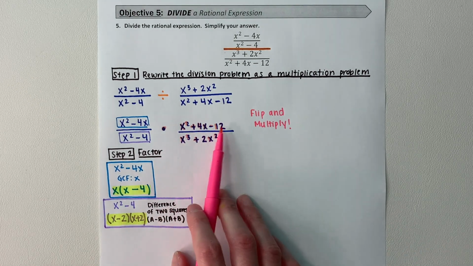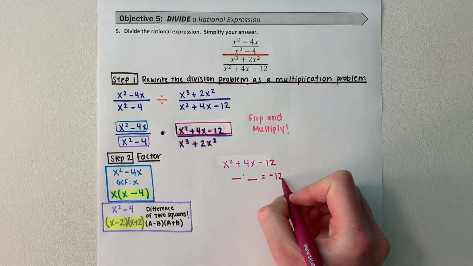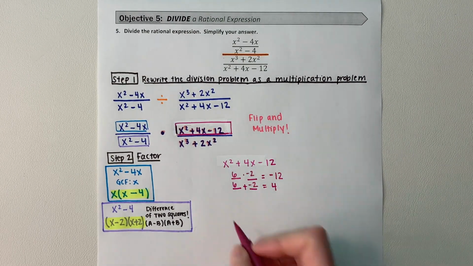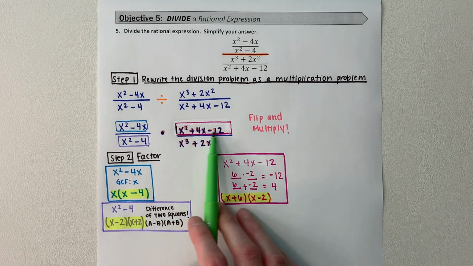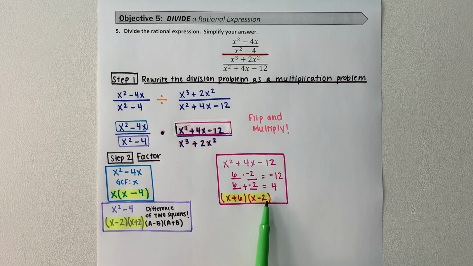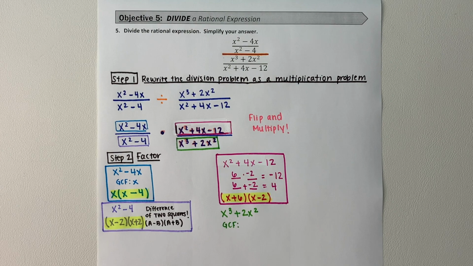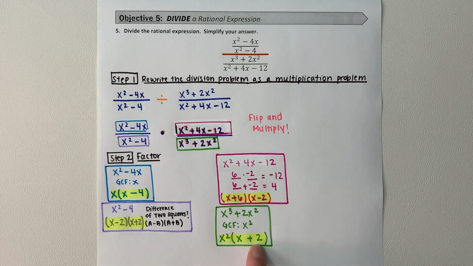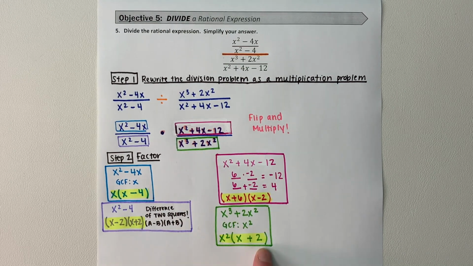Next, I'm going to factor this numerator. So I factored this trinomial here. And lastly, let's factor this expression here. The greatest common factor between x cubed and 2x squared is x squared. So let's factor out the GCF. And this expression here cannot be factored any further. So for this denominator, all we can do is factor out the GCF.